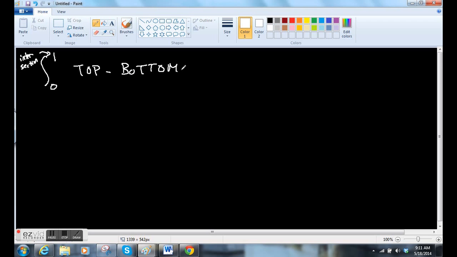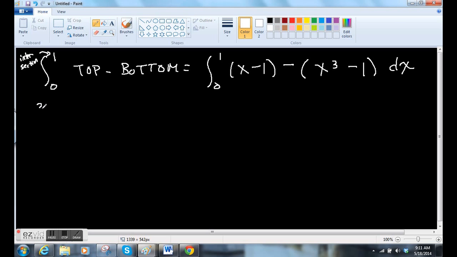You wouldn't write this on a test unless you wanted to. 0 to 1. The top function, I said, was x minus 1 minus the bottom function, which is x cubed minus 1 dx. Yay! Now we just integrate. Step 3: just take the integral. Take the definite integral. So now you can forget about the regions and just totally apply your math brain.